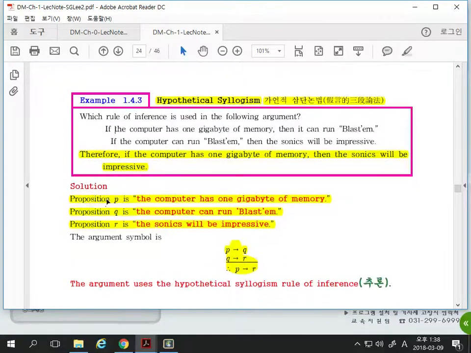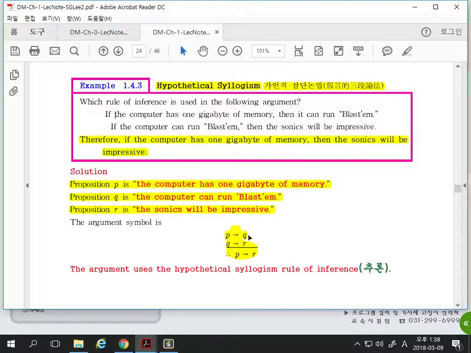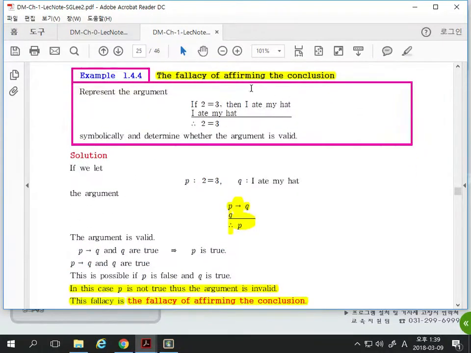So here, if we write it symbolically, the first proposition P is the computer has 1 gigabyte of memory, and the second proposition Q is the computer can run faster. Proposition R is the sound will be impressive. Here, the argument can be written as P implies Q and Q implies R, so P should imply R. This is the example of hypothetical syllogism, 3단 논법.